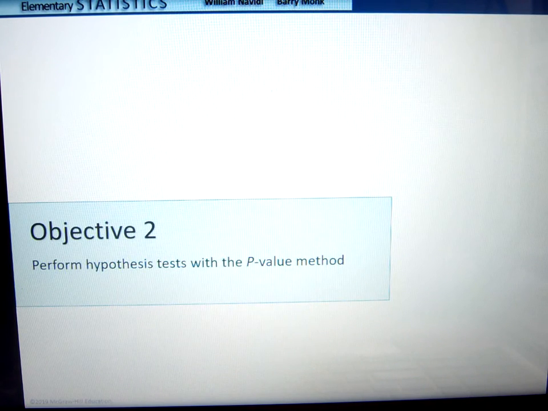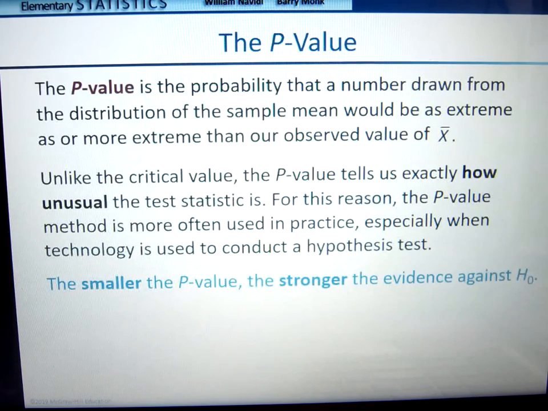Performing the hypothesis test with the p-value method. P-value is the probability that a number drawn from a distribution of the sample mean would be as extreme or more extreme than our observed value of our sample mean. Unlike the critical value, the p-value tells us exactly how unusual the test statistic is. For this reason, the p-value method is used more often in practice, especially when technology is used to conduct a hypothesis test. The smaller the p-value, the stronger the evidence against the null hypothesis.